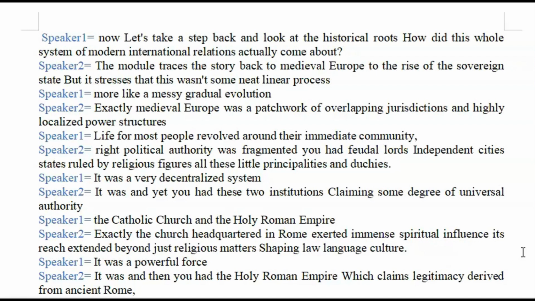It was. And yet you had these two institutions claiming some degree of universal authority. The Catholic Church and the Holy Roman Empire. Exactly. The Church, headquartered in Rome, exerted immense spiritual influence. Its reach extended beyond just religious matters, shaping law, language, culture. It was a powerful force.